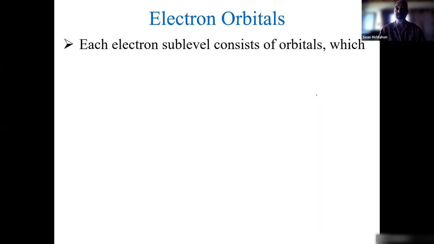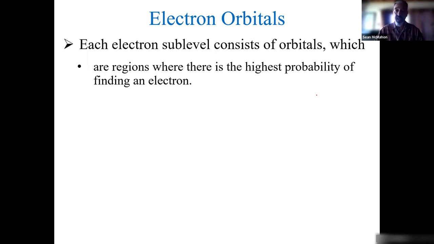So each electron sublevel consists of what are referred to as orbitals, okay? So I know with Bohr's model, we were talking about orbits, but in actuality, we have something called orbitals within these energy levels. And these are regions where there's the highest probability of finding an electron.